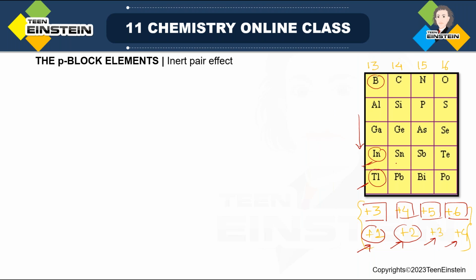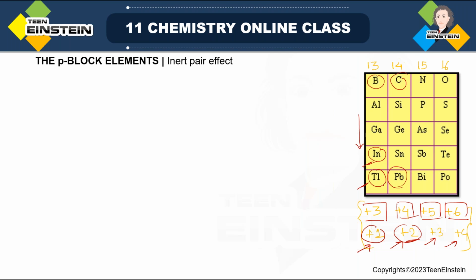Similarly, when you are considering the next group, suppose you have lead here and you have carbon. So for carbon, +4 is more prominent, but for the heaviest member, as you are moving down, the inert pair effect is mostly observed. Then +2 is more prominent, not +4. So this is actually the inert pair effect. The 2 less oxidation state gradually becomes more important, more stable actually.